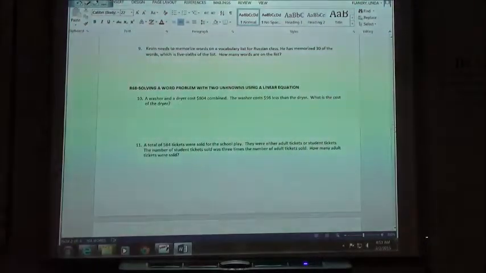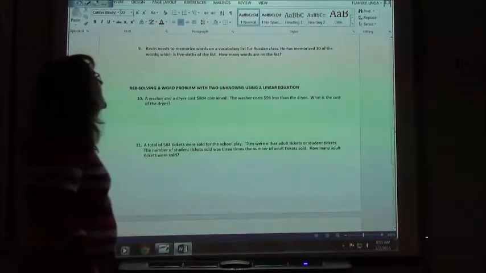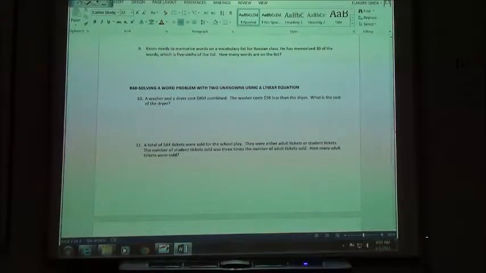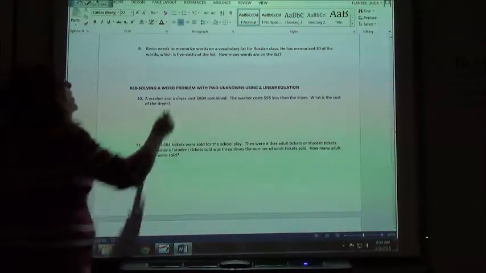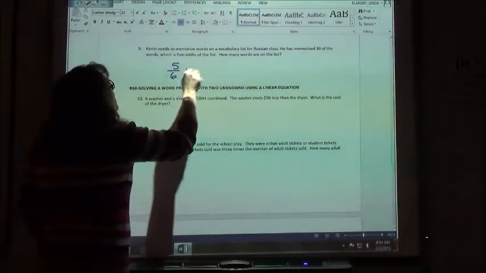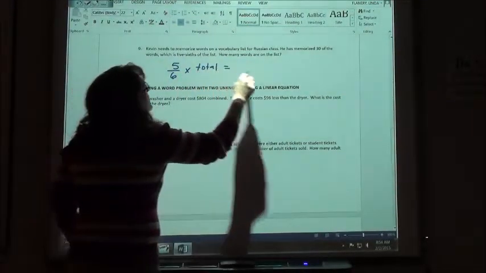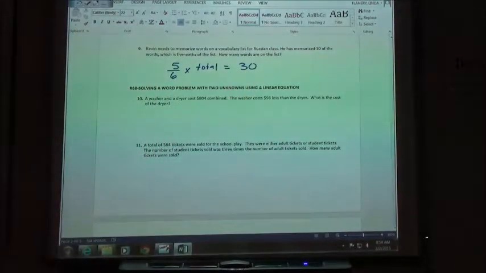Kevin needs to memorize words on a vocabulary list for Russian class. He has memorized 30 of the words, which is 5/6 of the list. How many words are on the list? So, think about what you should put down for your equation. Is that 30 the total number of words or just part of the words? Just part. So I'm going to say 5/6 of my total is the 30 that he's memorized so far. And so if I'm going to solve that, what should I do?